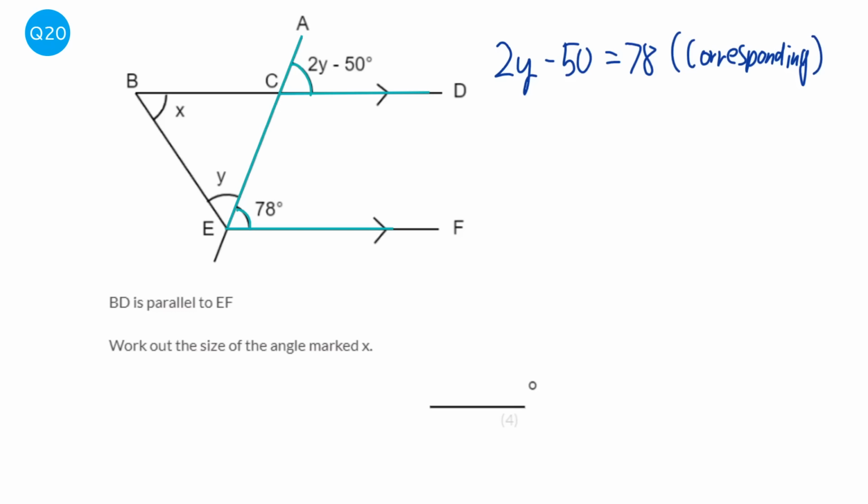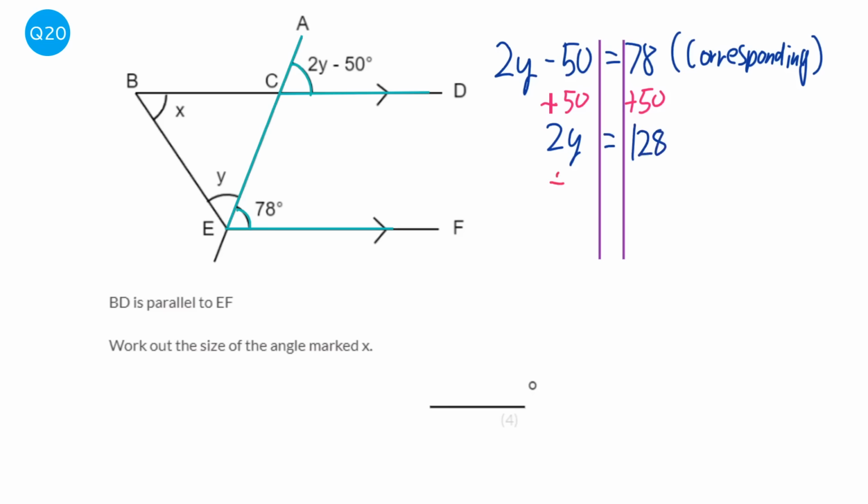Now here we've got an equation and we want to solve it. We go first of all add 50 to both sides. So we've got 2y equals 78 plus 50, which would be 128. And then we're going to halve both sides, or divide by 2. So we've got 64. So we know that y is 64. And so we look back at the diagram to find out how we'd work out x.